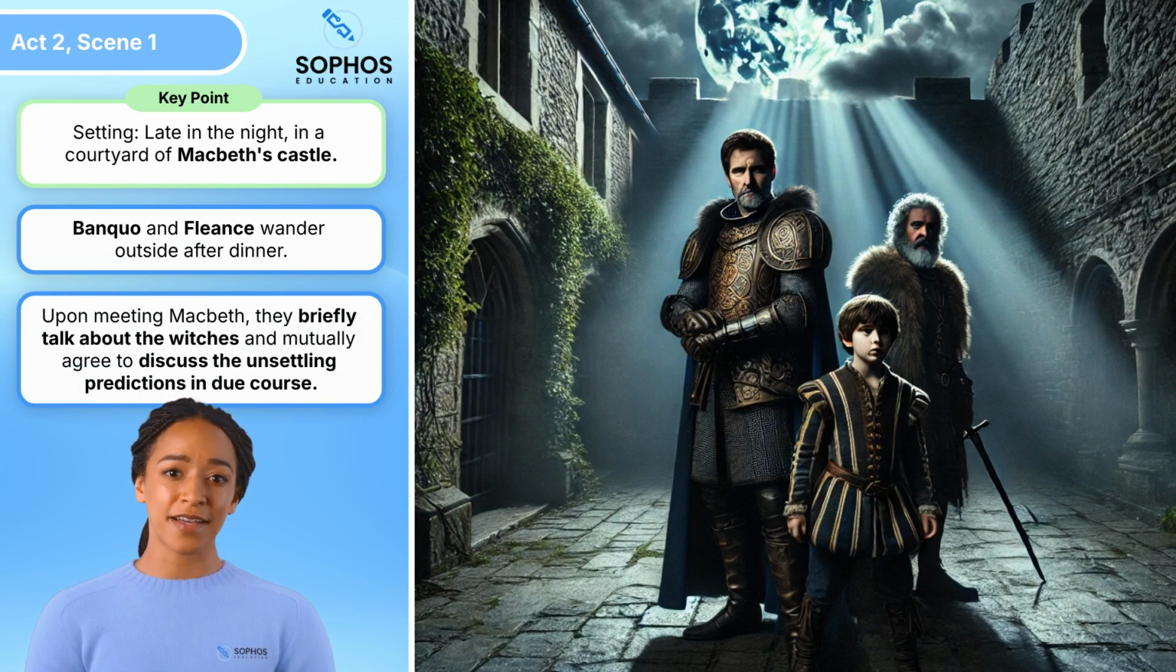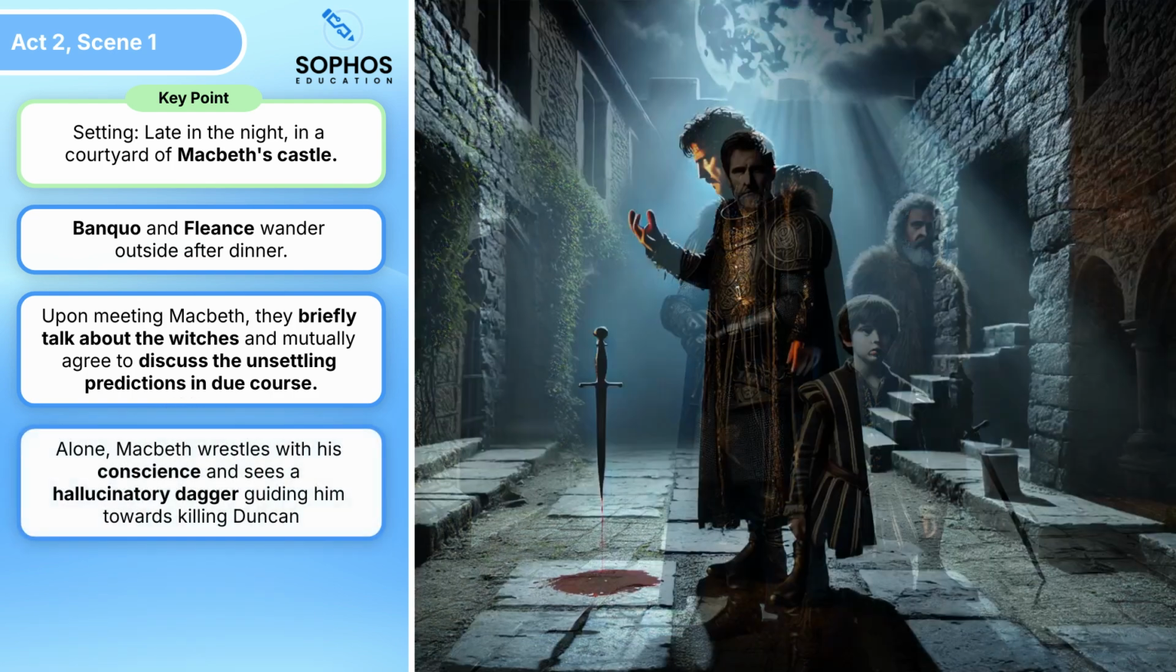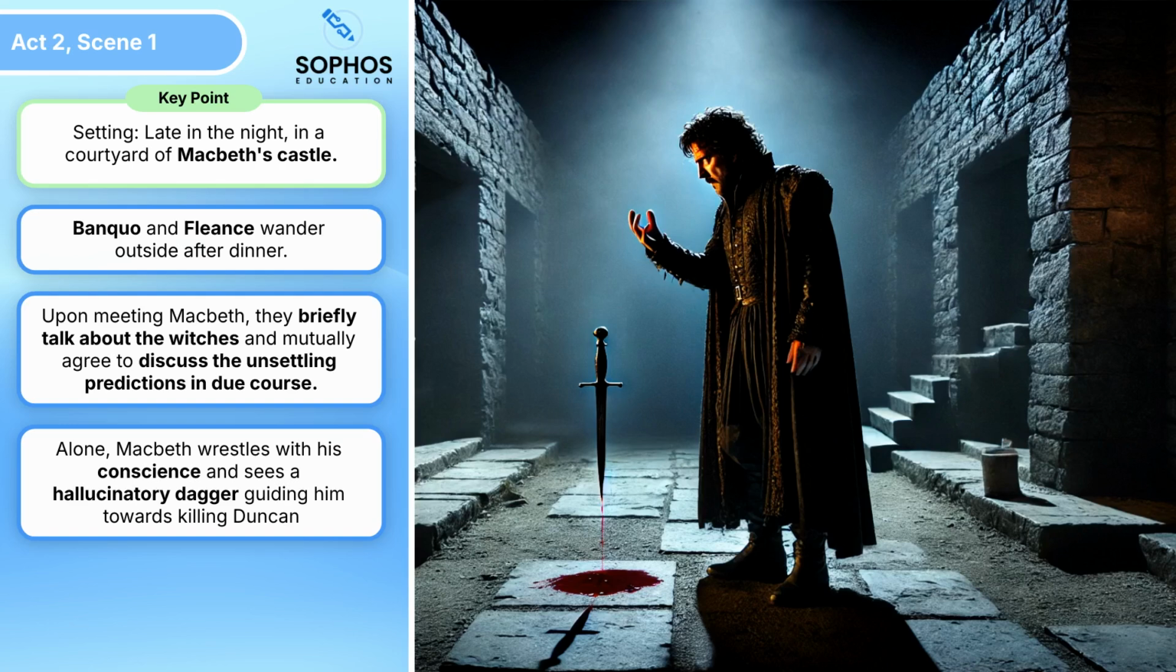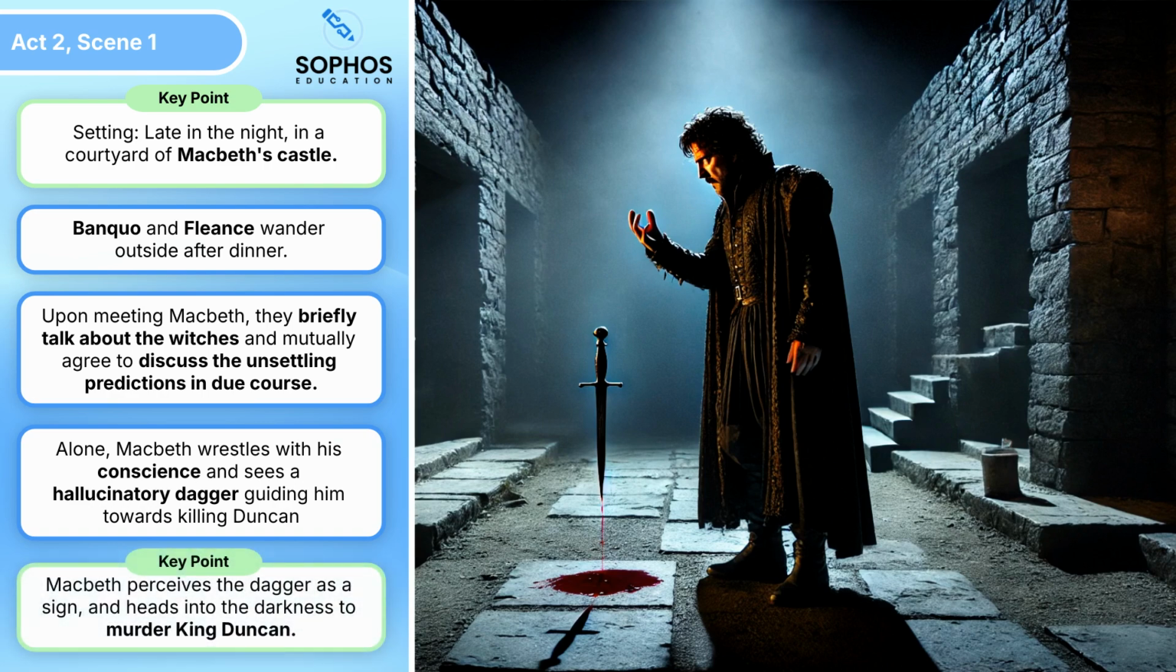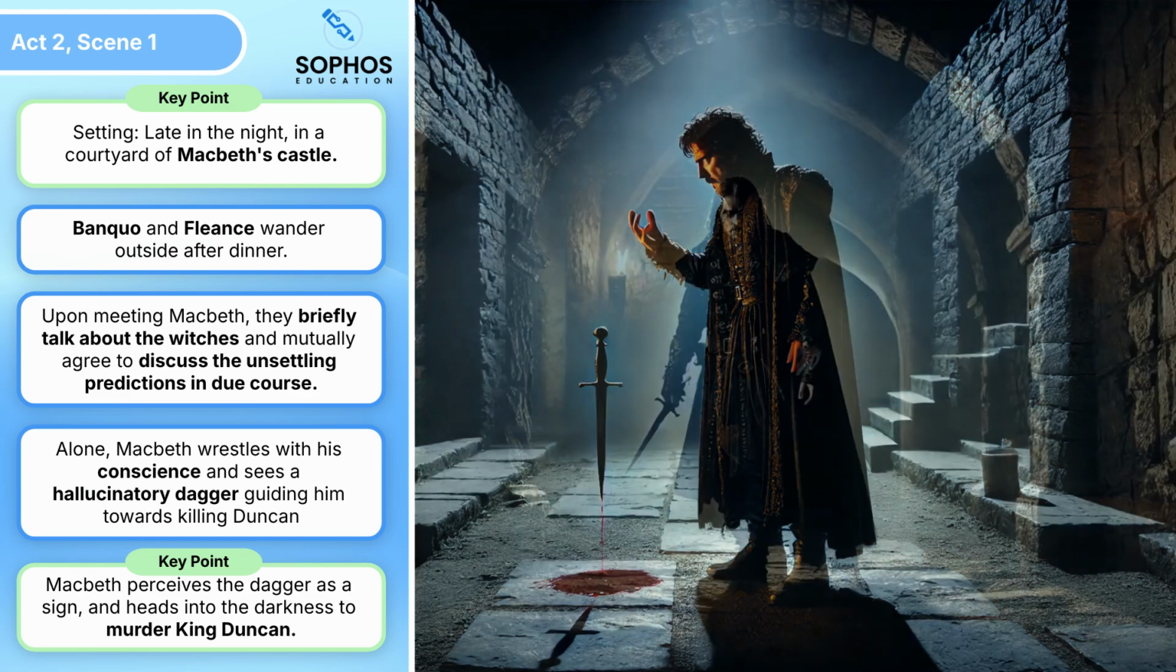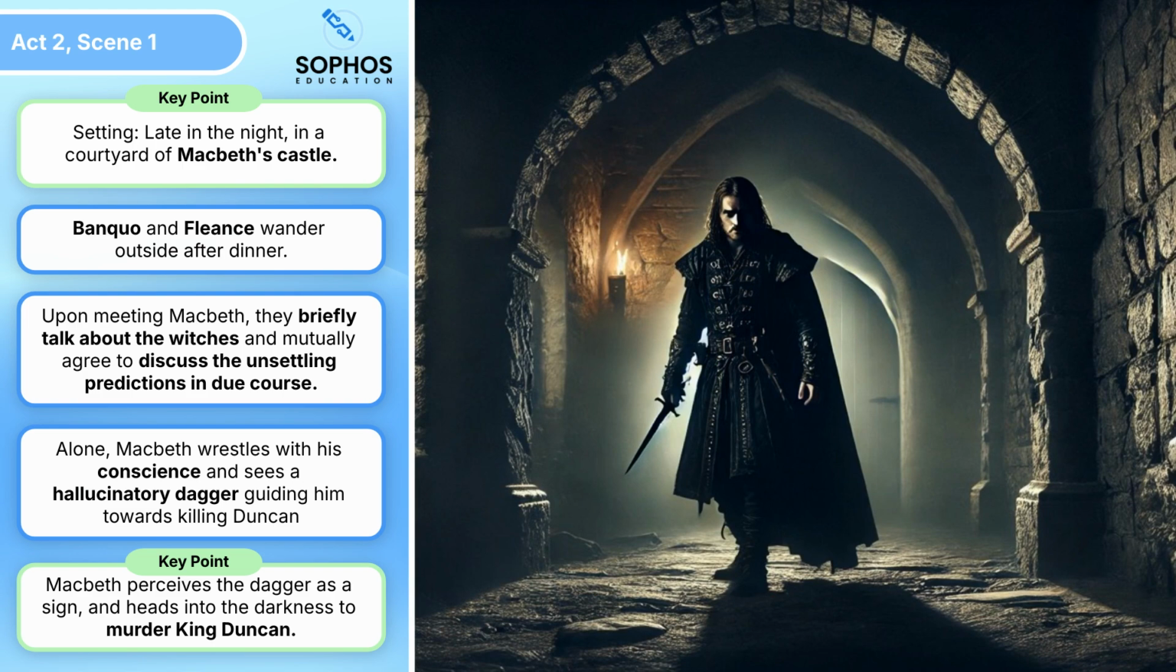As Banquo and Fleance depart, Macbeth is left alone and we see him wrestling with his conscience. A hallucinatory dagger appears, seemingly guiding him towards murdering Duncan. Instead of dismissing this illusion, he perceives it as a sign, pushing him further on his dangerous path. With an eeriness settling in, Macbeth heads into the darkness to do the unthinkable, to murder King Duncan.